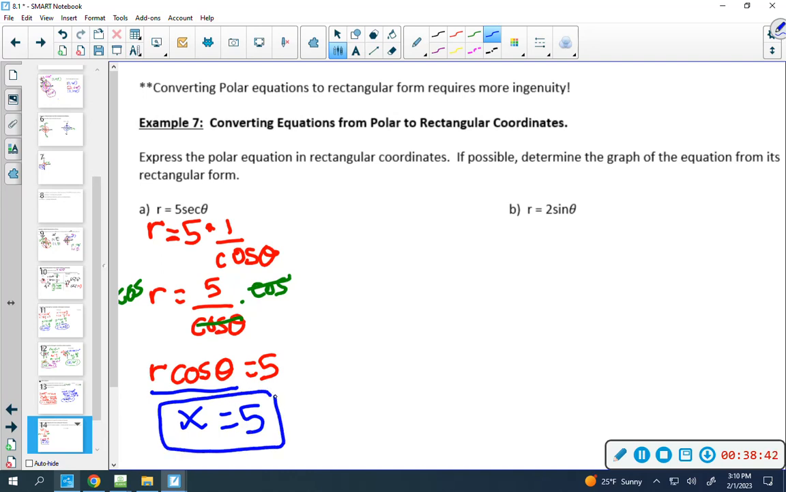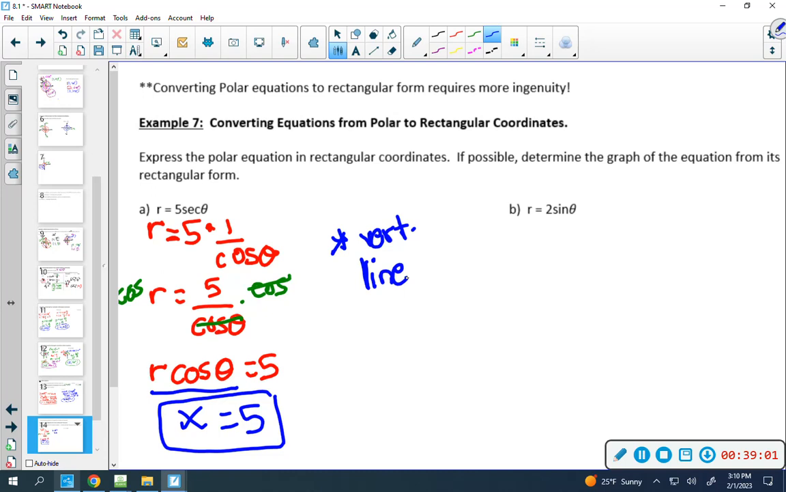We don't actually have to draw the graph. That's a super easy graph, though. That's just what type of line? Straight up and down. That's just our vertical line. Because it wants you to determine the graph, I'm going to say we've got a vertical line. Okay. All right. That was fun.